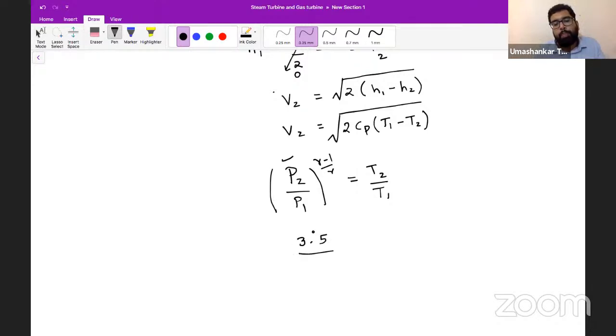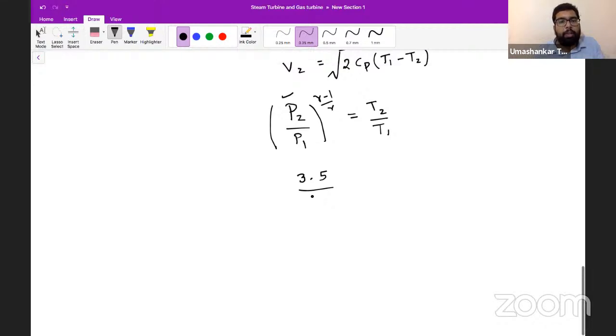We are using the value of back pressure. We know that we have to use the value of back pressure here to the power gamma minus 1 by gamma, so 1.667 minus 1 by 1.667, is equal to T2 by T1. Yes or no?